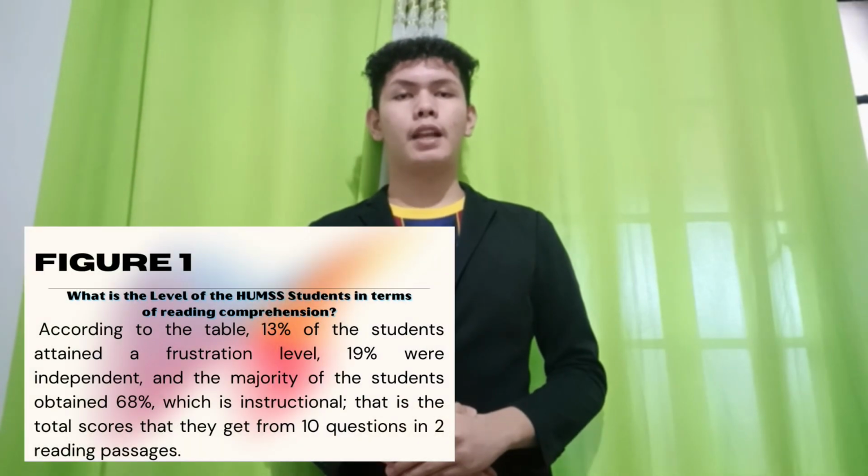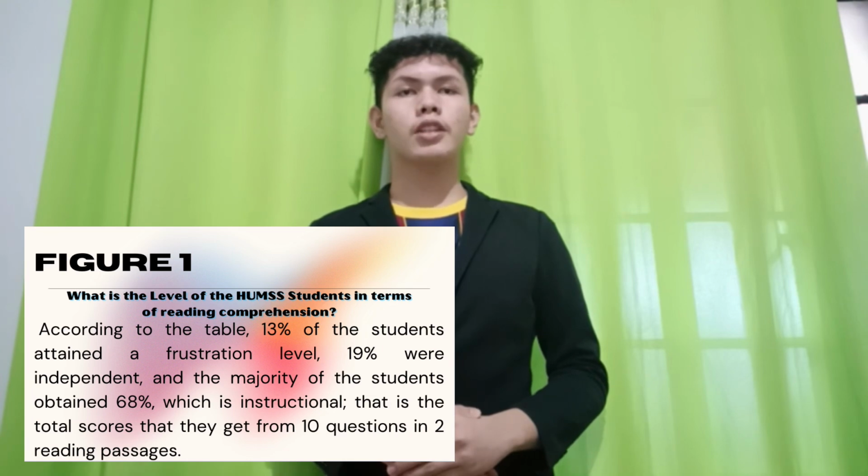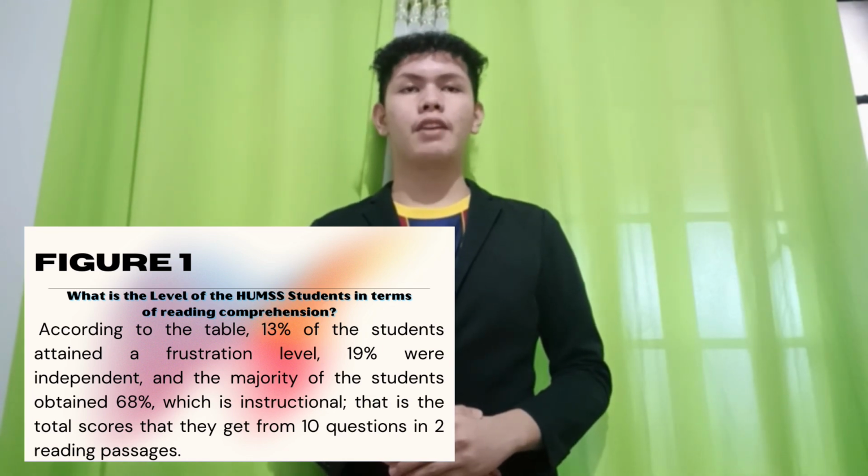We have Figure number 1. What is the level of the HUMSS students in terms of reading comprehension? According to the table, 13% of the students attained a frustration level, 19% were independent, and the majority of the students obtained 68%, which is instructional, and that is the total score that they got from the 10 questions in 2 reading passages.